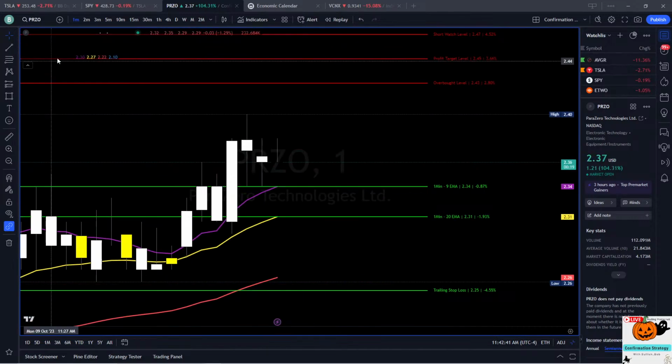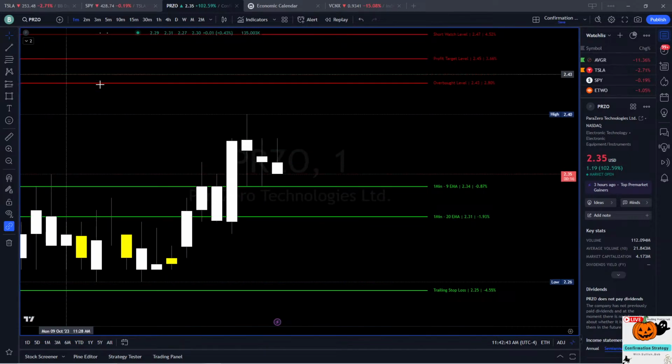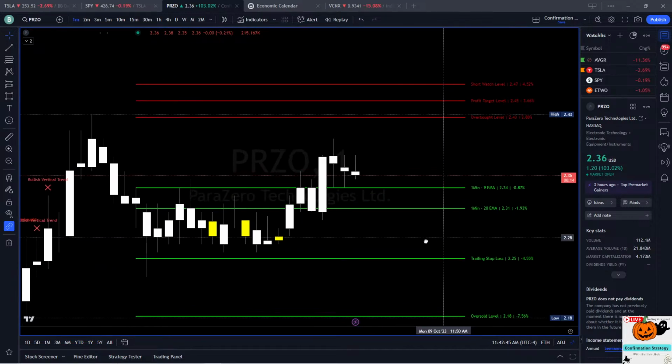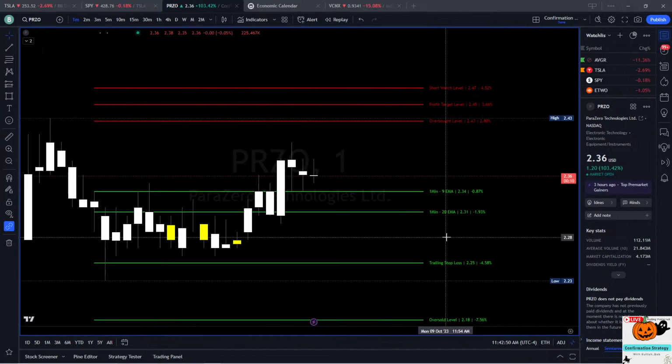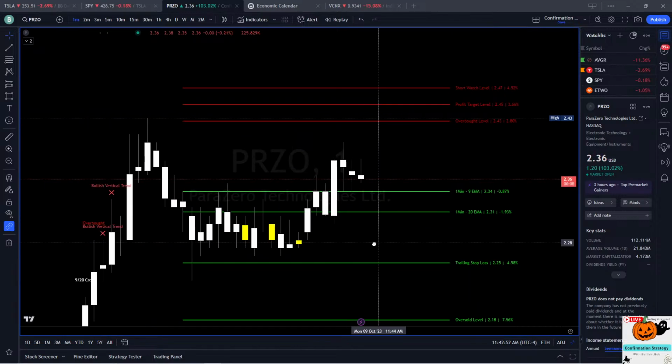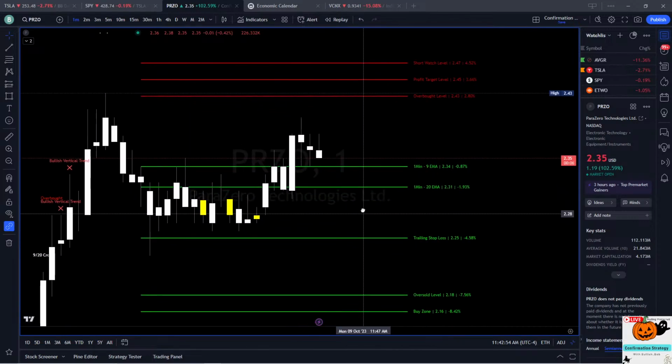So let me get this back off for now. What this is saying is that this 20 EMA is below the 9 EMA. So the 9 EMA is trending above the 20. That's bullish. That's good. So maybe that's a signal for some. So that's why that's on this indicator.